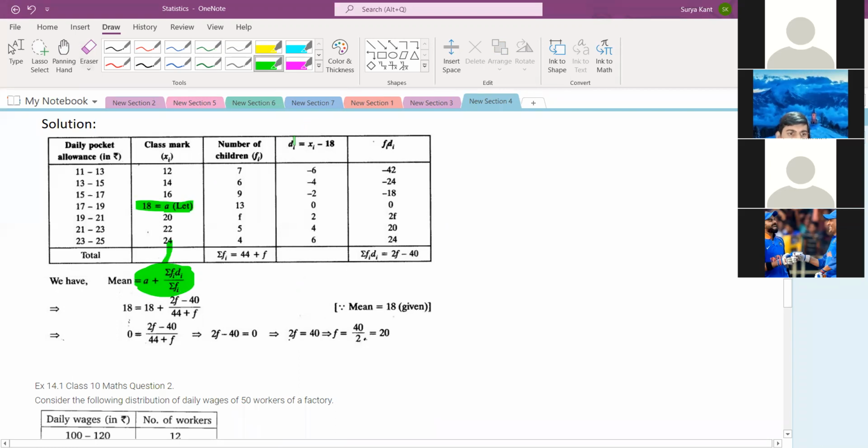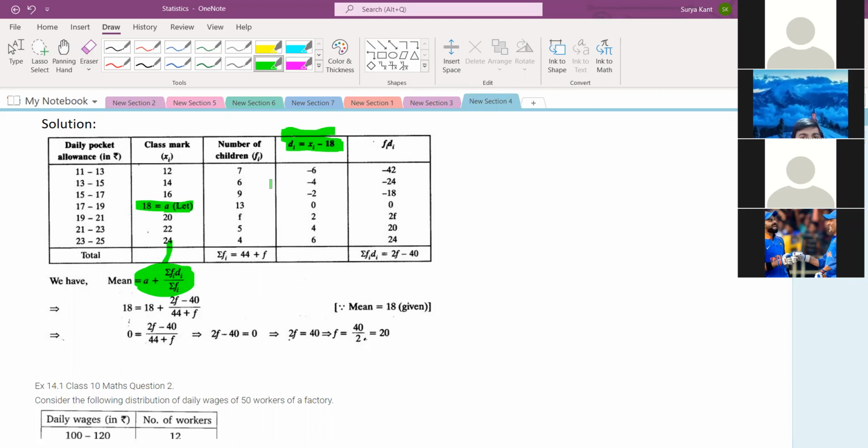How to find di now? The di is nothing but xi minus 18. Why 18? Because that is what you have assumed, and you should subtract that one. The xi minus A, xi minus assumed mean. Understood, Rasul?